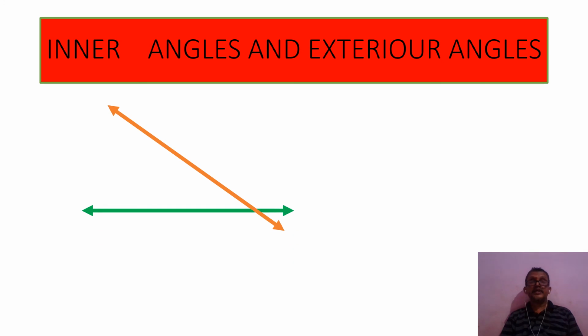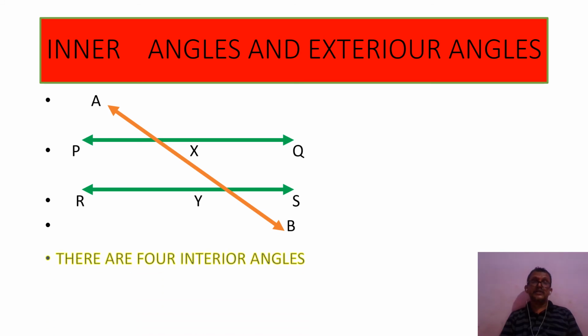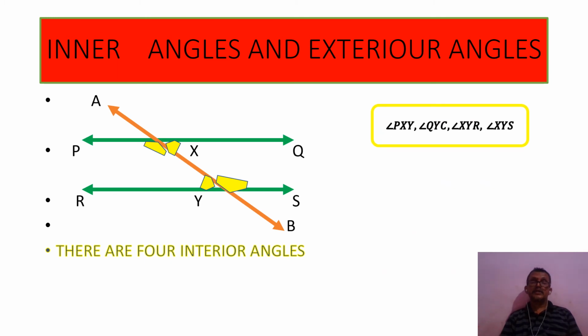Now interior angles and exterior angles. This is easy. Interior angle means inner angle, exterior angle means outer side angle. Here when a transversal cuts two lines, then there are four interior angles. See here, one, two, three, four. Angle PXY, angle QYS, angle QXY, angle XYR, angle XYS. These are the four interior angles.